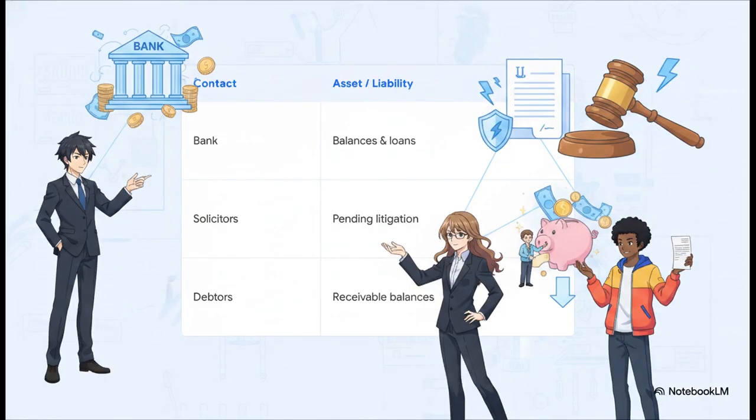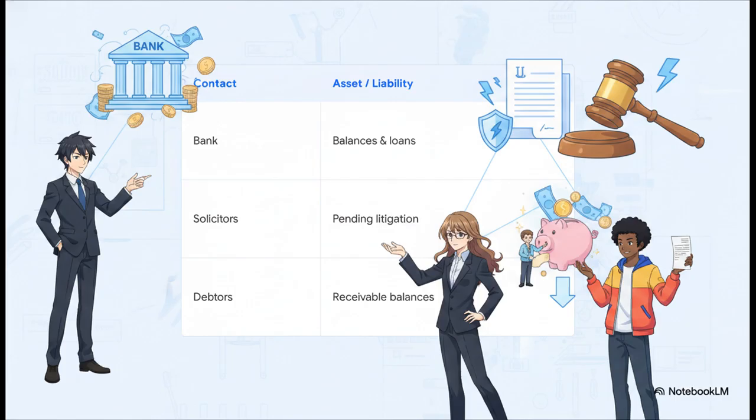And this brilliantly illustrates exactly who the auditor cross-examines. To get real proof, they go straight to specific, independent sources. They go directly to the bank to verify cash balances, loans, and guarantees. They write directly to solicitors or lawyers to verify the existence and potential cost of pending lawsuits or claims.